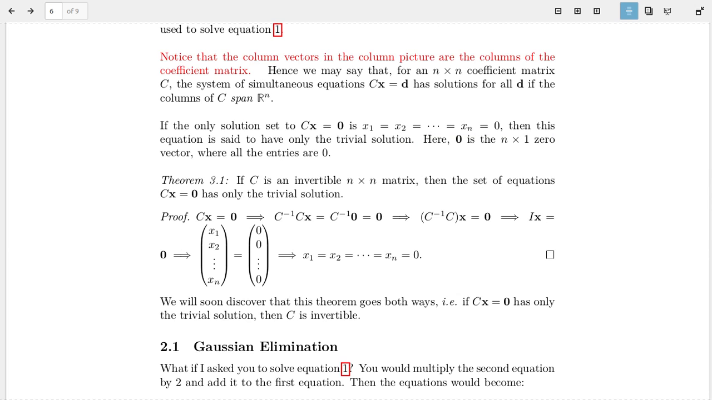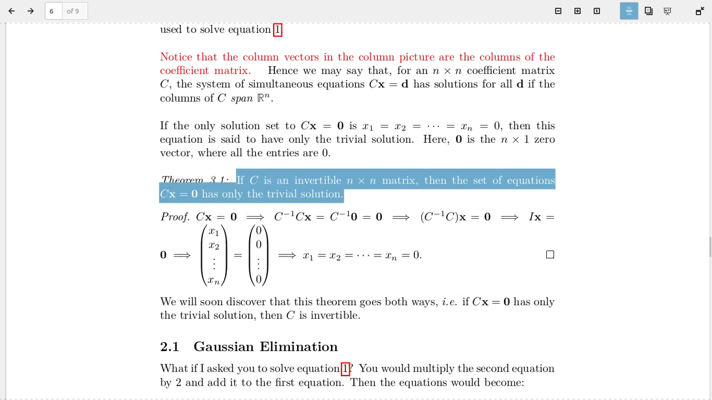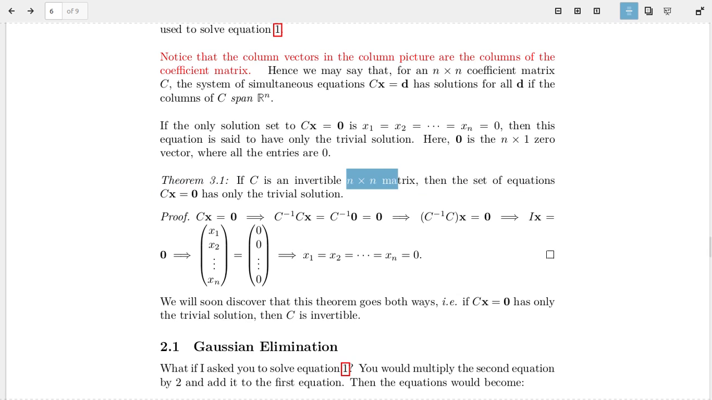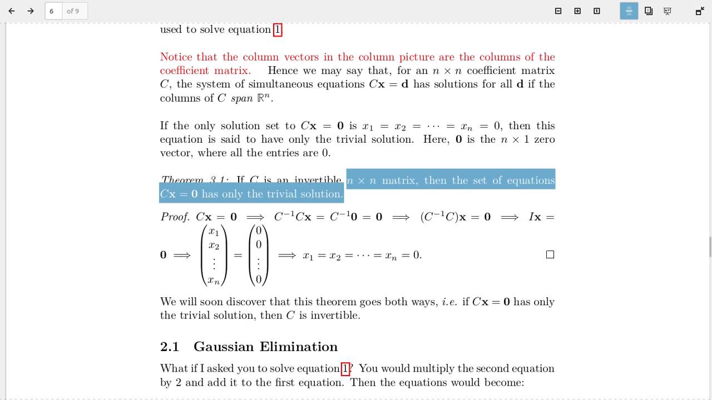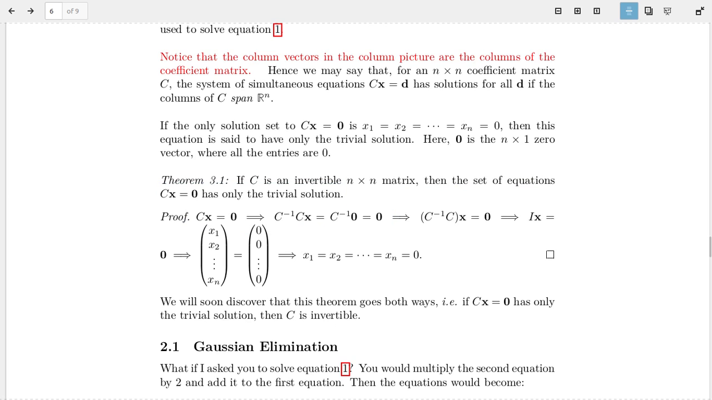Now, my claim is, let's call this theorem 3.1. This is the third chapter, and this is the first theorem in the third chapter. If C is an invertible n by n coefficient matrix, then the set of equations Cx equals 0 has only the trivial solution. Meaning the solutions to this equation are x1 equals 0, x2 equals 0, all the way to xn equals 0.